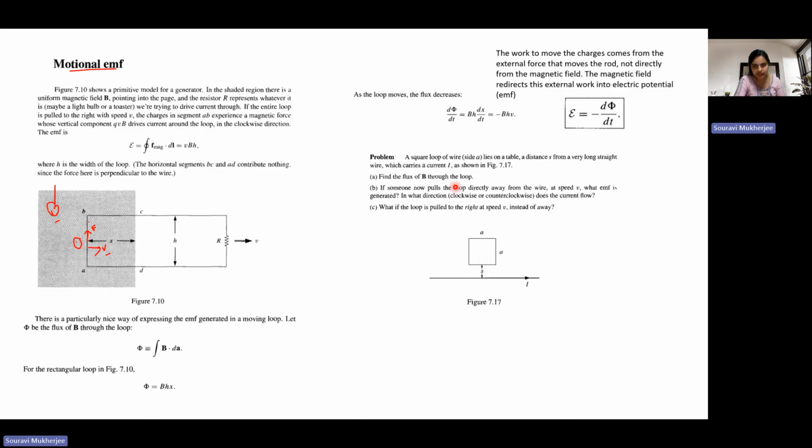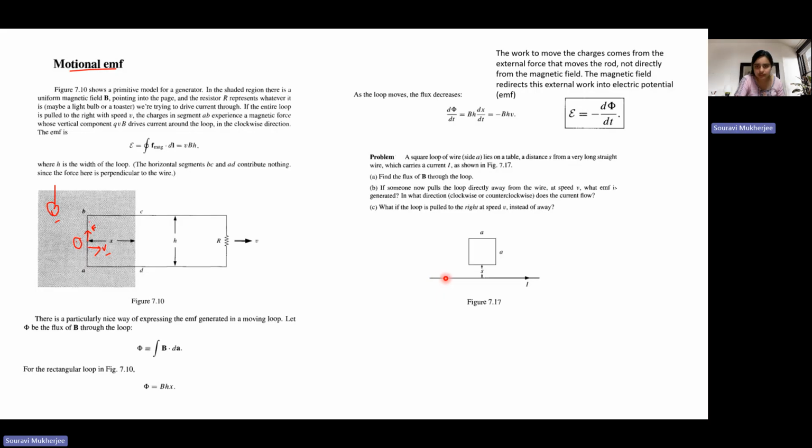So for this question, the first thing that you have to say is that you want to find flux. So basically you want to find how the magnetic field lines cross this region. For that, you have to find the magnetic field that is generated by this current carrying wire. We have solved for its expression using Ampere's law, as well as Biot-Savart's law.